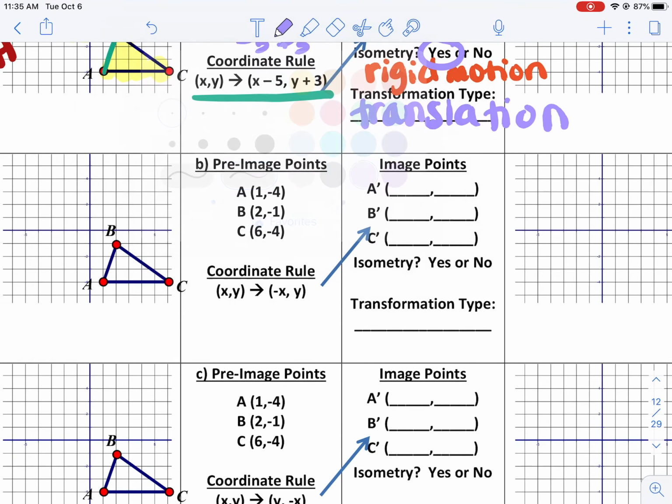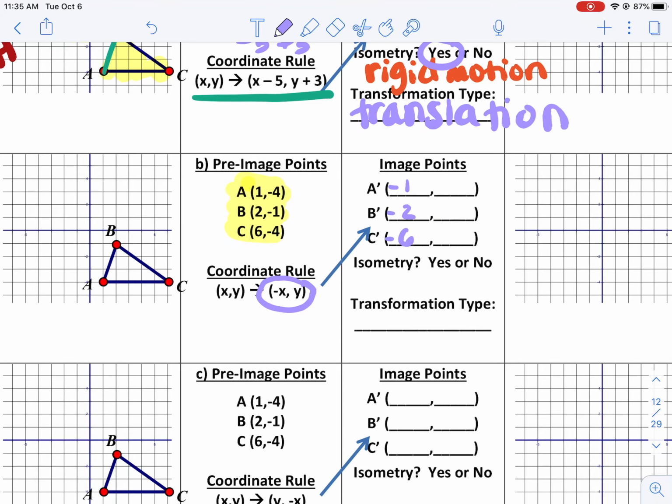All right, so this time, again, we have those pre-image points that we're going to use, but I want you to take a look at our coordinate rule this time. The only thing we're going to have to do is make our x values negative. So I'm going to start by writing down what my x values are here in the spot for my image points. 1, 2, 6. But I have to change the sign of them. So since all of them are positive, I'm going to make them negatives.